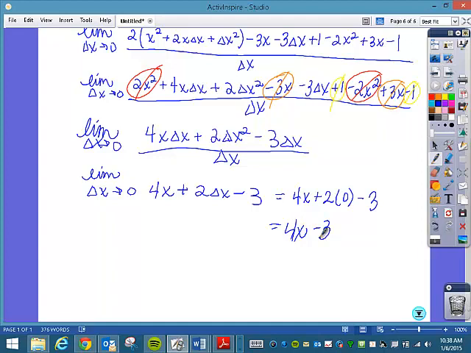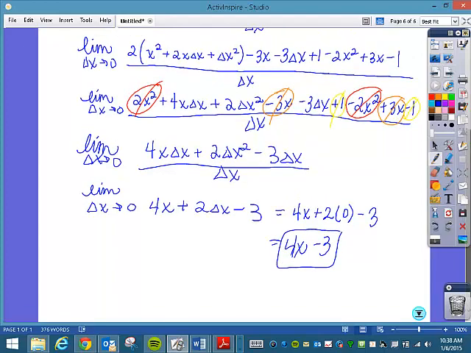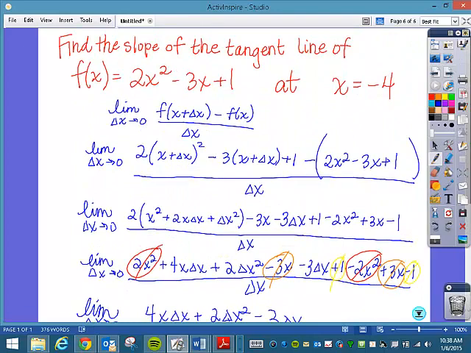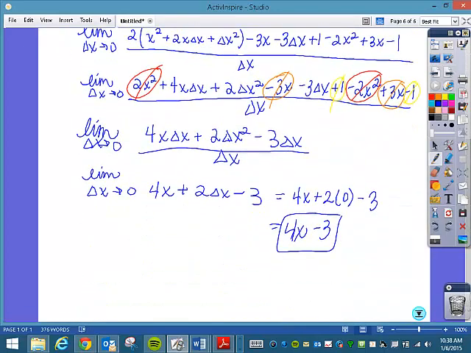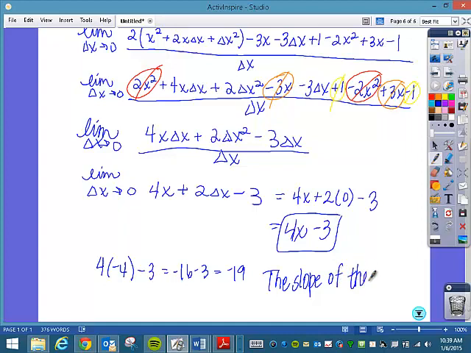And 4x minus 3 represents the slope of the tangent line at any point x. However, in my problem, I specifically asked you to find the slope of the tangent line at x equals -4. So I need to plug -4 in for x. So 4 times -4 minus 3 is -16 minus 3 is -19. This means the slope of the tangent line at the specific point x equals -4 is -19.